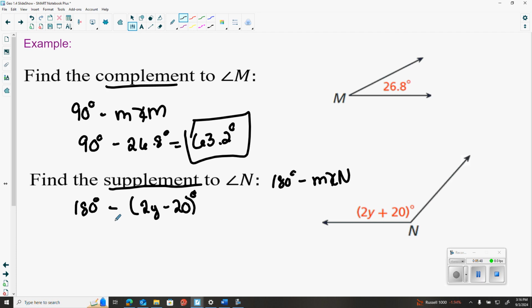So we go here, right? This is just some basic algebra. Now remember, I don't know what y is, so I'm not going to be able to find it in this case. But distributing the negatives, this will be 180 minus 2y plus 20, because negative times a negative is a positive. And we're just going to combine like terms, so we would have 200 minus 2y, and we can put that in parentheses. So the measure of my supplement equals 200 minus 2y degrees.